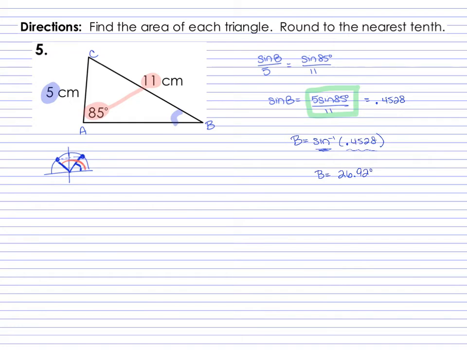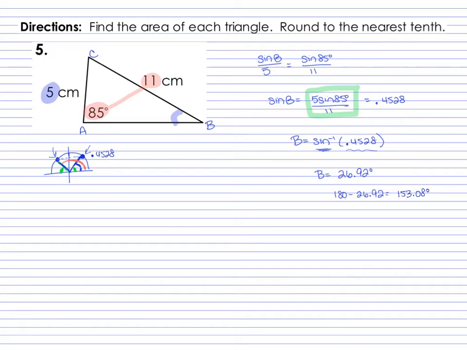But remember, this value, 0.4528, I'm going to go back to my little drawing of the unit circle, happens here in quadrant 1, but it also happens here in quadrant 2. So to find that value, I'm going to subtract the 26.92, that's my reference angle here. I'm going to subtract it from 180 to get that second terminal side in quadrant 2. So 180 minus 26.92 gives me 153.08 degrees.